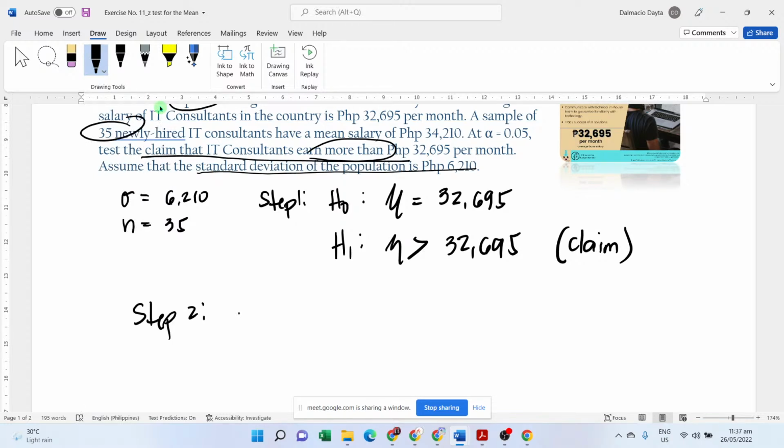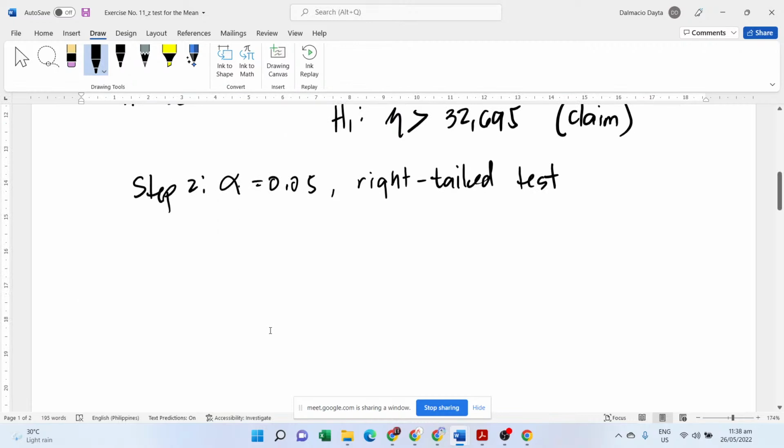What are the needed information to identify? Kailangan natin yung alpha. At alpha is equal to 0.05. Nasa problem natin yon. And also, what kind of test? This is a one-tailed test. We have right-tailed test. Intindihin ninyo maigi yung procedure so that when you go to research, hindi na kayo nangangapa. It is a right-tailed test.